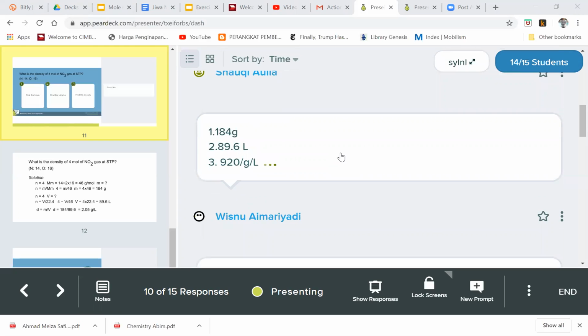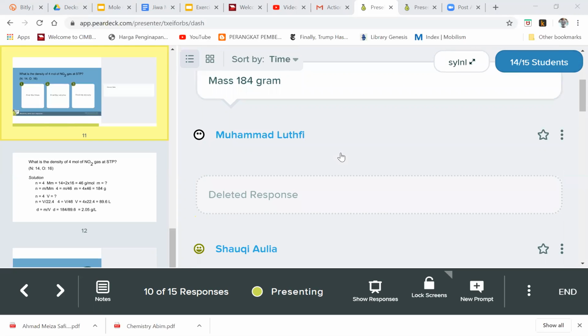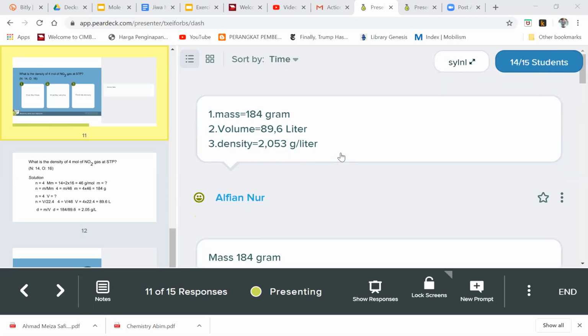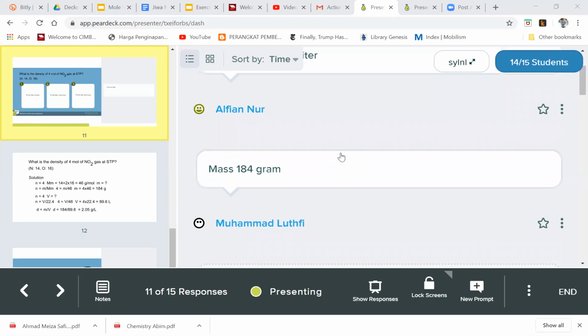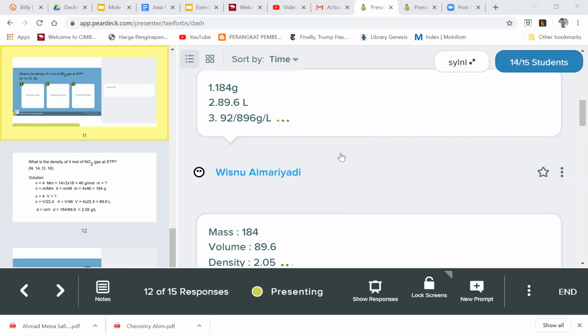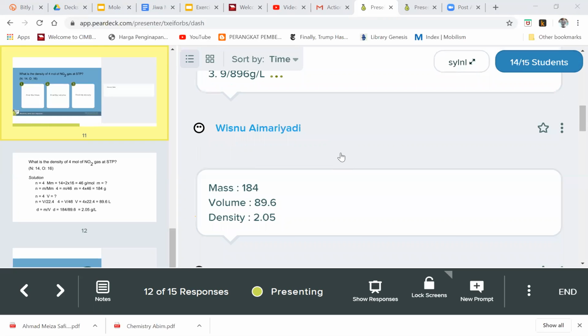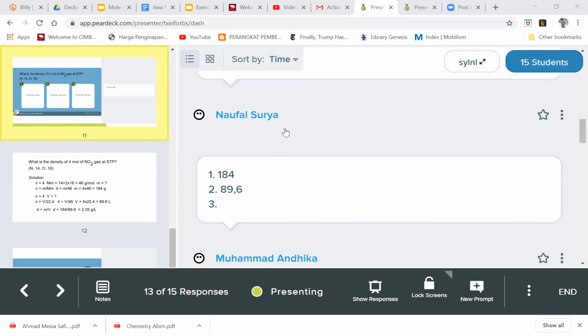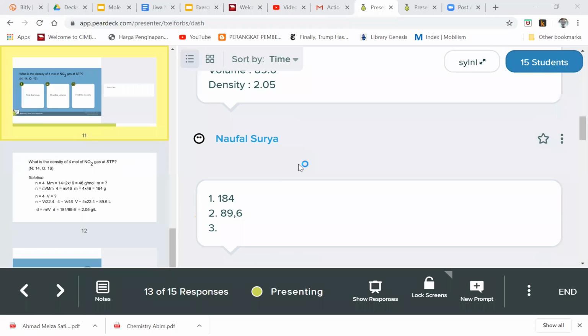Guys, your response is recorded here. So later I'm going to give a score for this. So if you're not responding, no additional score for you. I'm recording the answer here. Now, Surya, good. The density is also true. Andika, find the density, please. The mass and the volume are already true, Andika.